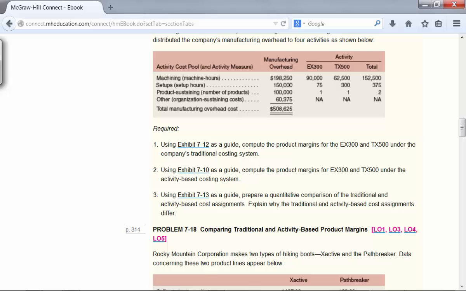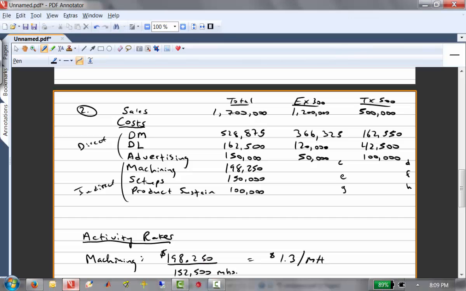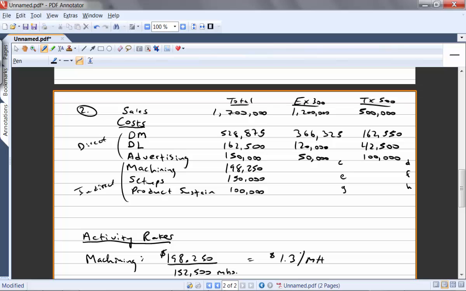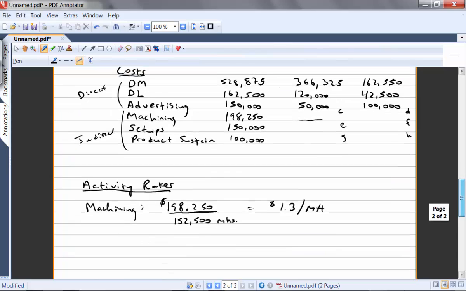Now, how many machine hours were used for the E product? 90,000. So 90,000, and each machine hour costs $1.30. 90,000 times $1.30 equals this right here, equals C. Make sense? Hopefully that does.